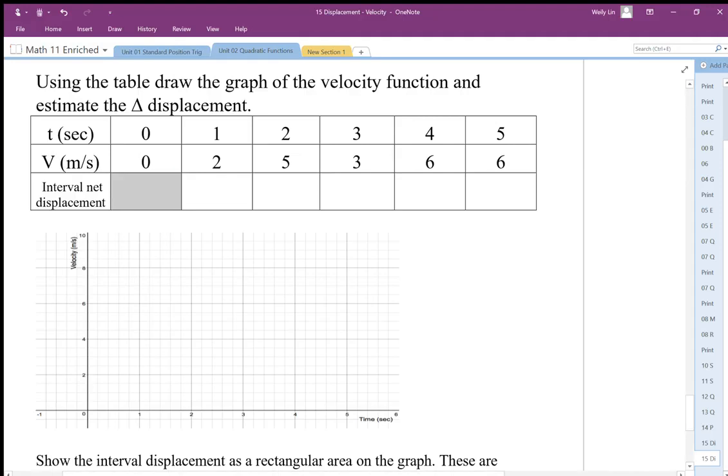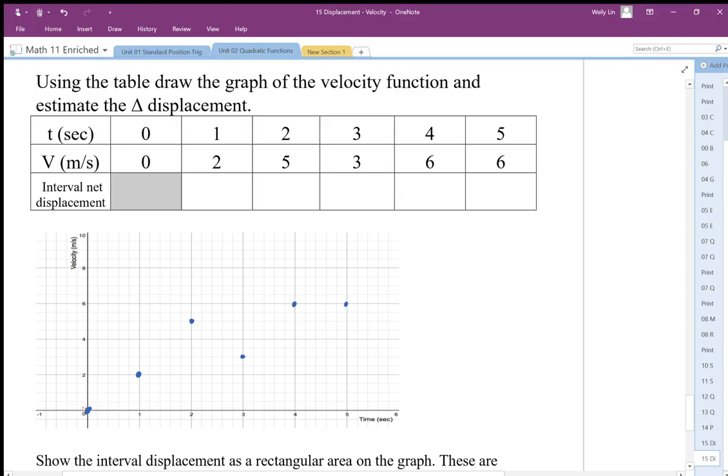So here's my velocity function here. So I'm going to plot it. So 0, 0, I have a point. Okay, 0, 0. At 1 second, I'm at 2 meters per second. At 2 seconds, I'm at 5 meters per second. At 3 seconds, I'm at 3 meters per second. 4 seconds, I'm at 6 meters per second. And at 5 seconds, I'm at 6 meters per second. So there's my velocity function.